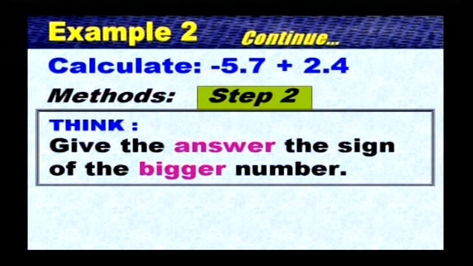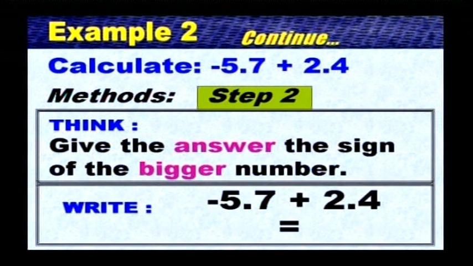Okay, let's go back. What is the sign of the bigger number? The sign in front of the bigger number is negative. So our answer, will we give a negative or positive sign? Negative sign. So negative 5.7 plus positive 2.4 is negative 3.3.